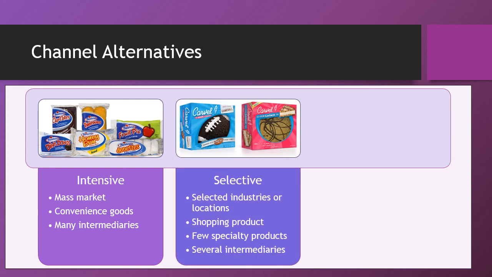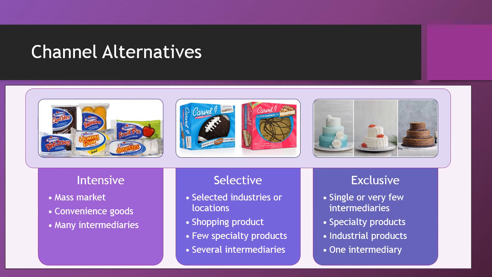Selective distribution uses one or more, but fewer than all of the intermediaries who are willing to carry a company's products. Most consumer electronics, furniture, and home appliance brands are distributed in this manner. In exclusive distribution, some producers purposely limit the number of intermediaries, in which the producer gives only a limited number of dealers the exclusive right to distribute its products in their territory. Exclusive distribution is often found in the distribution of luxury brands, or as we said, specialty products.